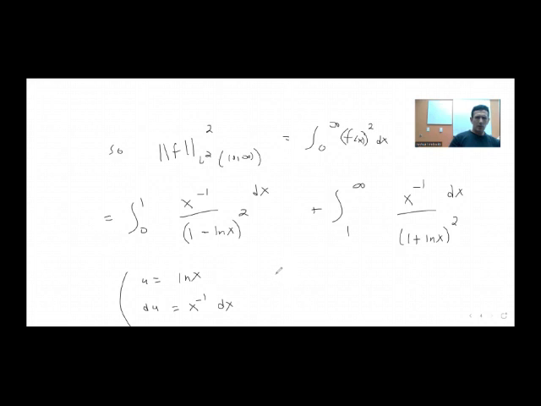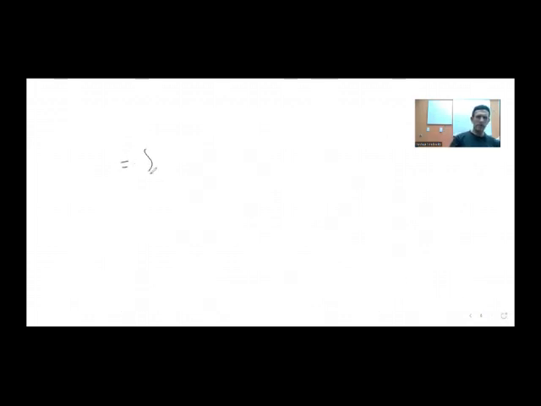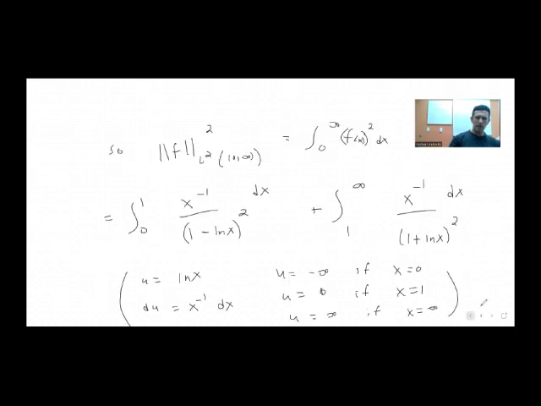All right, so three things. u is minus infinity if x equals 0. u equals 0 if x equals 1, and last but not least, u is plus infinity if x equals infinity. All right, so this becomes minus infinity. So 0 to 1 converts to minus infinity to 0. x to the minus 1 dx is just du. So it's 1 minus u squared.